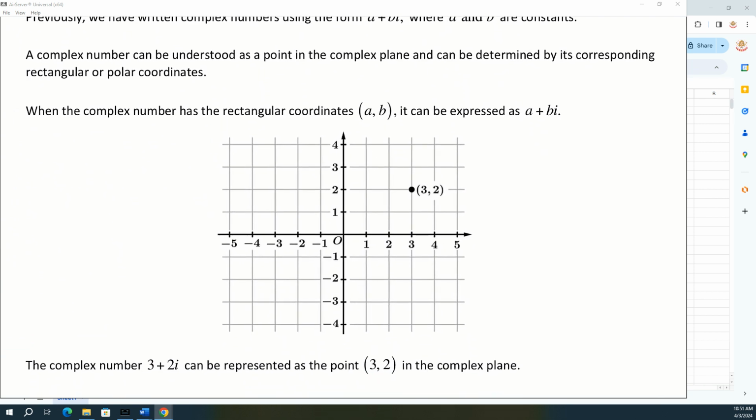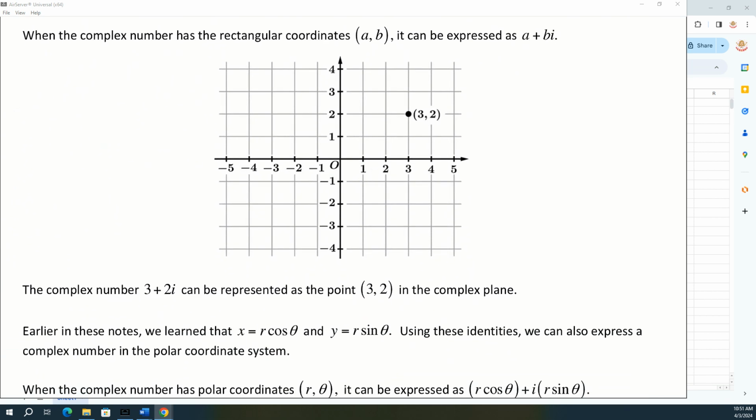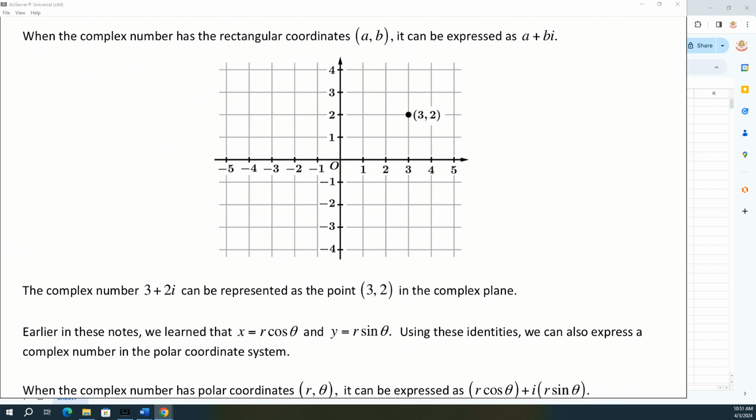plot a complex number. And so, we learned that there's the regular Cartesian coordinate plane, the rectangular coordinate plane. We learned there's the polar coordinate plane. There is another one that is called the complex coordinate plane. And on the complex coordinate plane, the horizontal axis is called the real axis. And the vertical axis is the imaginary axis.